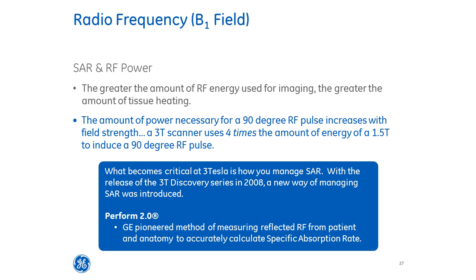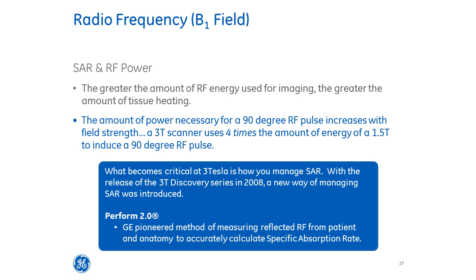Chances were that we were scanning a knee. Therefore, the SAR threshold was calculated on those assumptions. With Perform 2.0, the scanner measures the reflected RF from the anatomy to accurately calculate the SAR. As stated earlier, SAR is a matter of physics, and it is not vendor-specific. How you manage it becomes the determining factor.